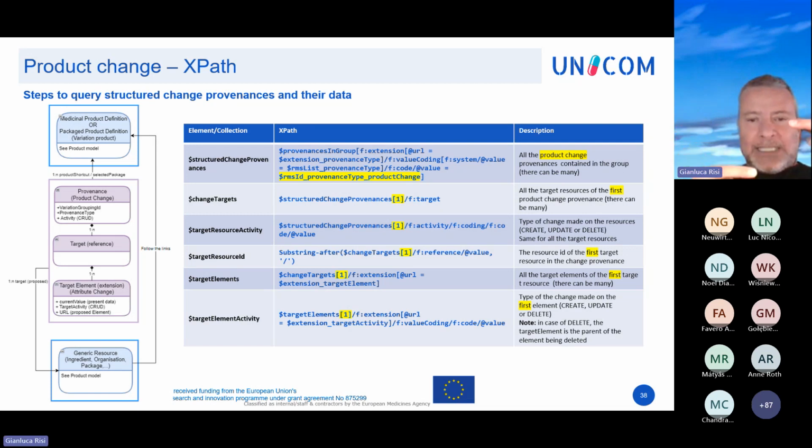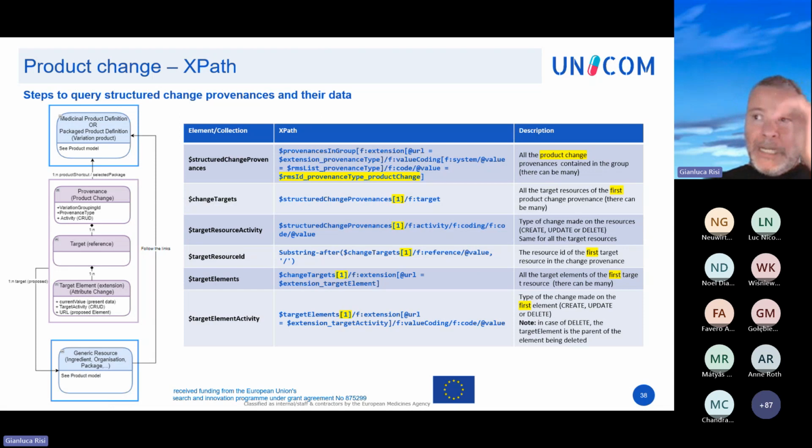We have 2 levels of activity. One level is at the resource level, and the other one is at its element level. So we can have an update on a resource that can have, let's say, 3 target elements. One is a creation, one is an update, and one is a delete activity. Okay, so this second one is at element level, while this target resource activity is at the resource level.